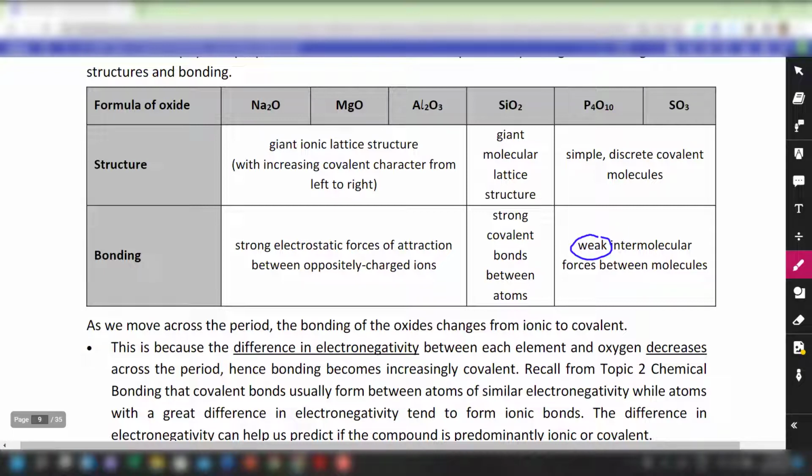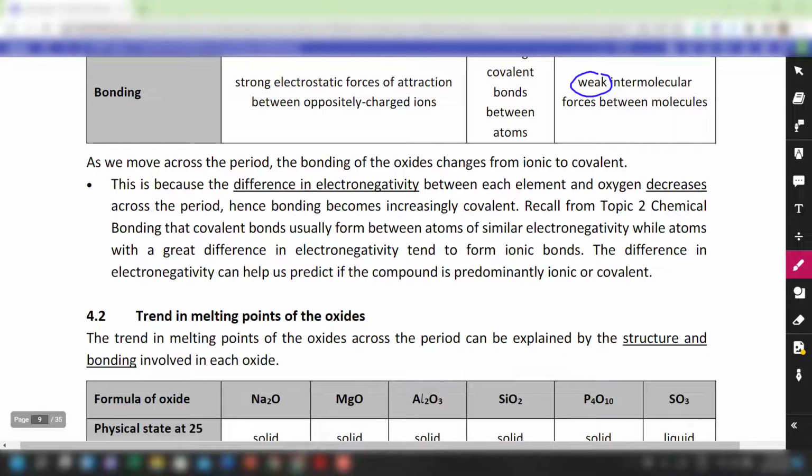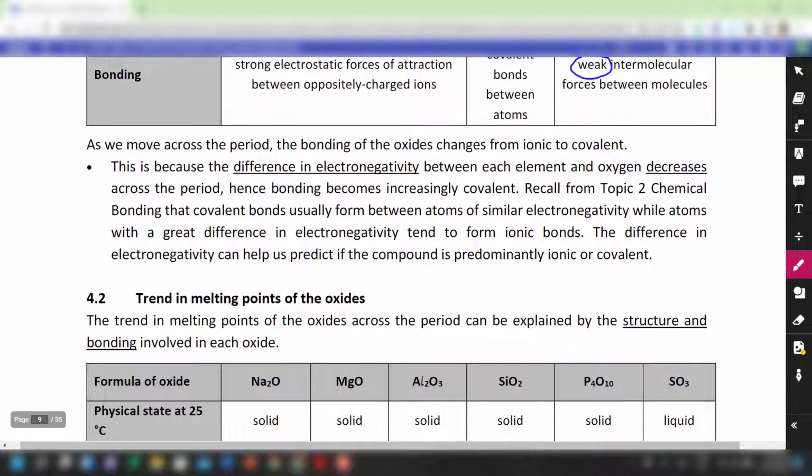But because of the relatively large molecular size of P4O10 and even SO3, you would expect the dispersion forces to be relatively strong, so you expect them to have relatively high melting and boiling points. I think the point I mentioned regarding the electronegativity difference narrowing between the element and oxygen is mentioned in this particular bullet point, so I don't think I want to repeat that.